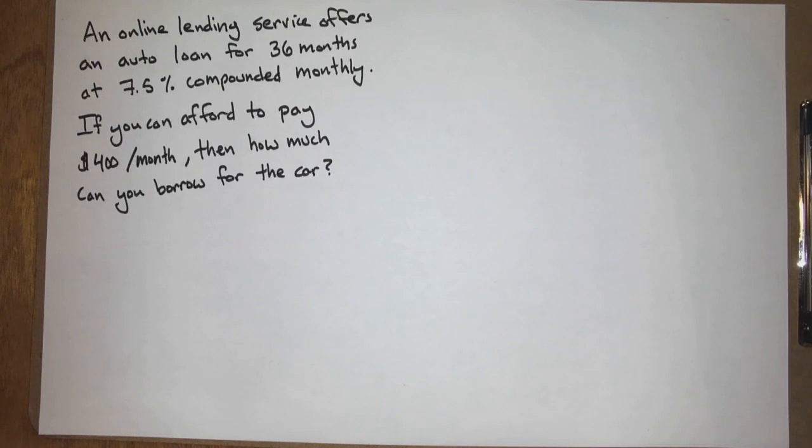All right. An online lending service offers an auto loan. I guess this book knows its audience. It caters to people who want to buy cars. So an online lending service offers an auto loan for 36 months at 7.5% compounded monthly. If you can afford to pay $400 a month, then how much can you borrow for the car?